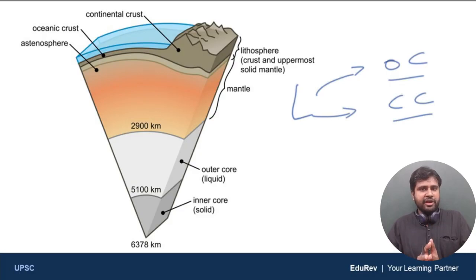So just keep one thing in mind: lithosphere, it is broken down into tectonic plates. Tectonic plates are of two types: major tectonic plates, or the larger ones, and minor tectonic plates, which are smaller ones. Okay? And the tectonic plates are in constant motion on top of the asthenosphere, which is molten or semi-solid.